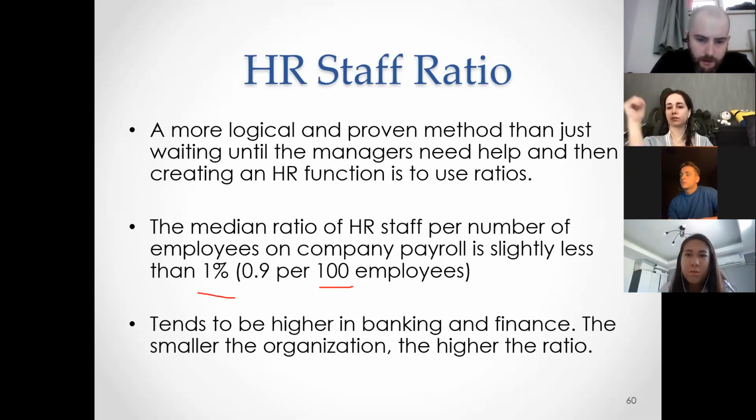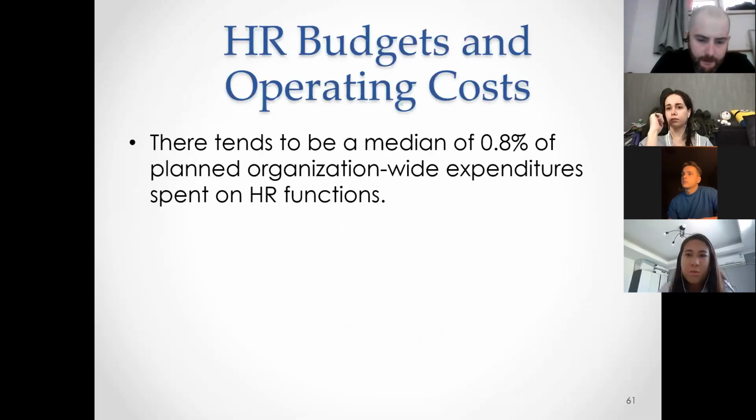How much money do companies spend on HR? Is it a big part of their budget? It's not 50% of their budget, but typically it is about 1%, 0.8 to 1%. That's how much a company should really be spending on HR. It shouldn't be that much money. And obviously this is for bigger companies.